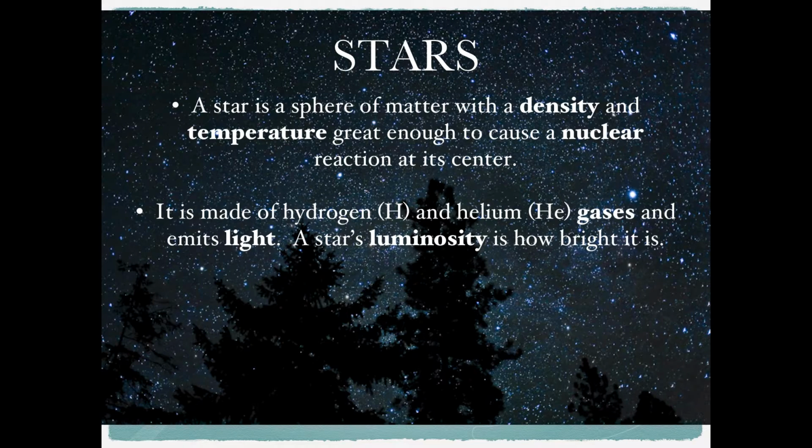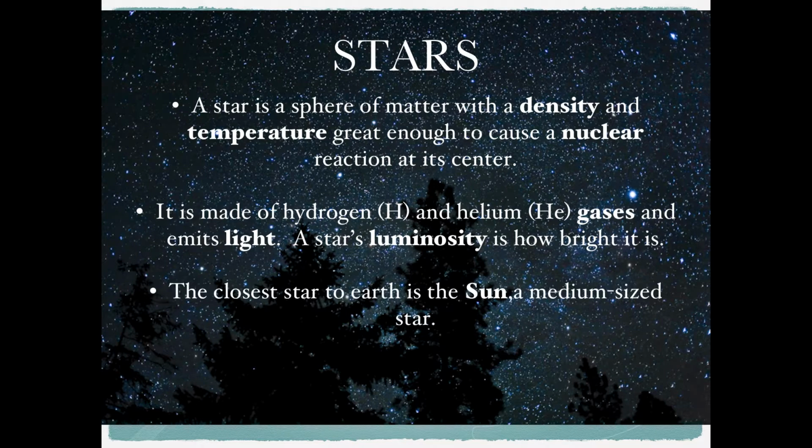It emits light. A star's luminosity is how bright it is. So luminosity is brightness. Luminosity, brightness, same thing. The closest star to Earth is our sun. That's it. The next one is 4.2 light years away. So our sun is the closest star to us.